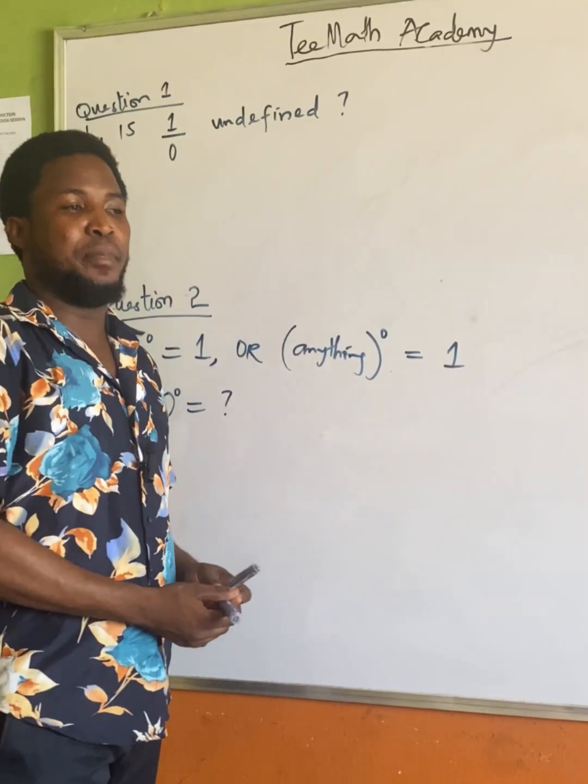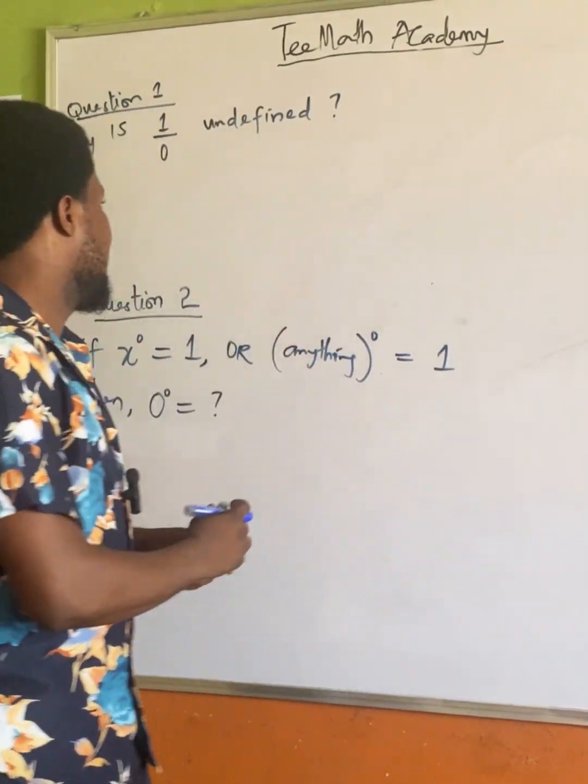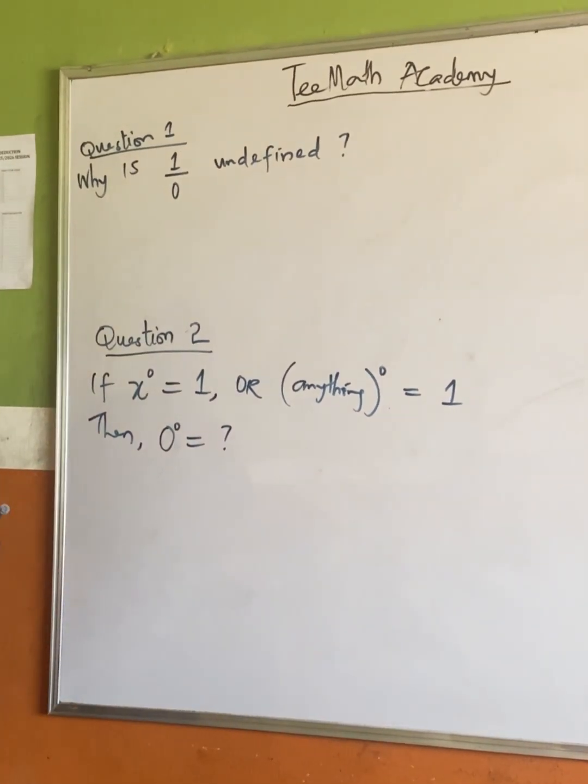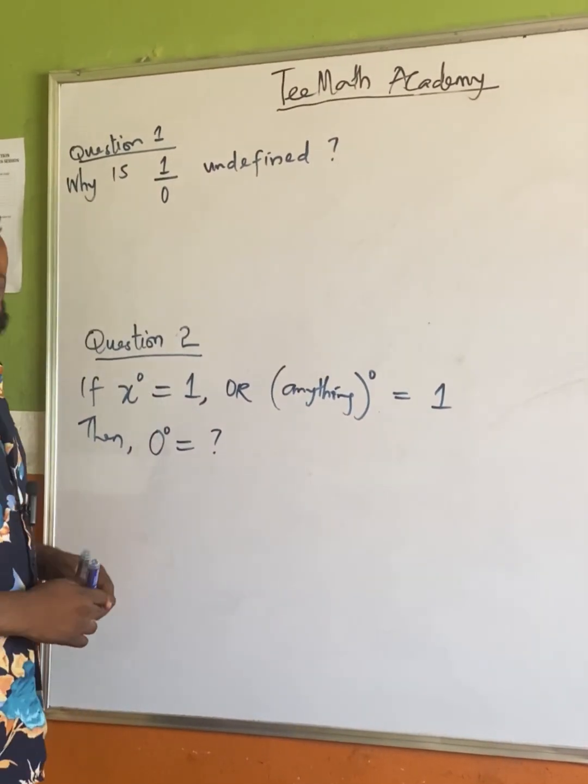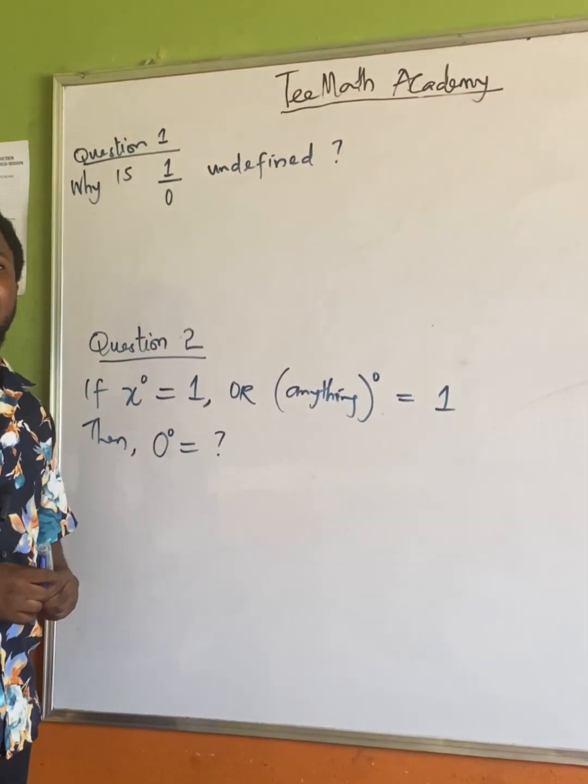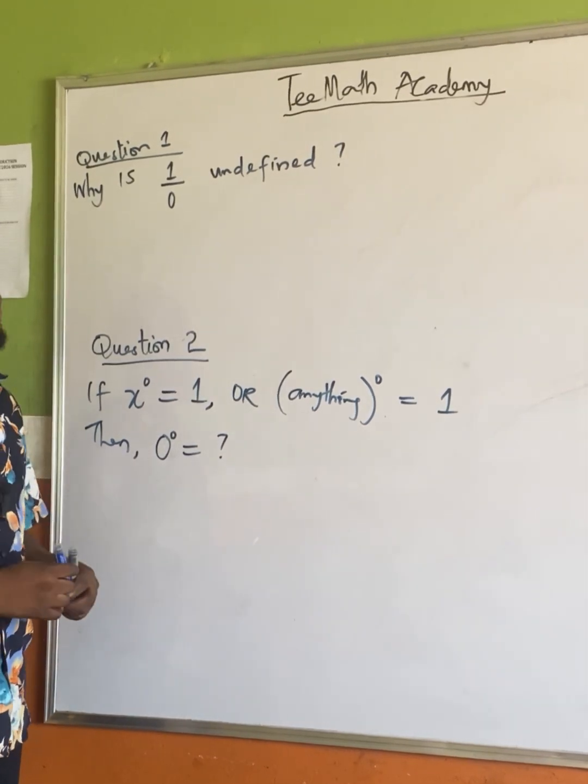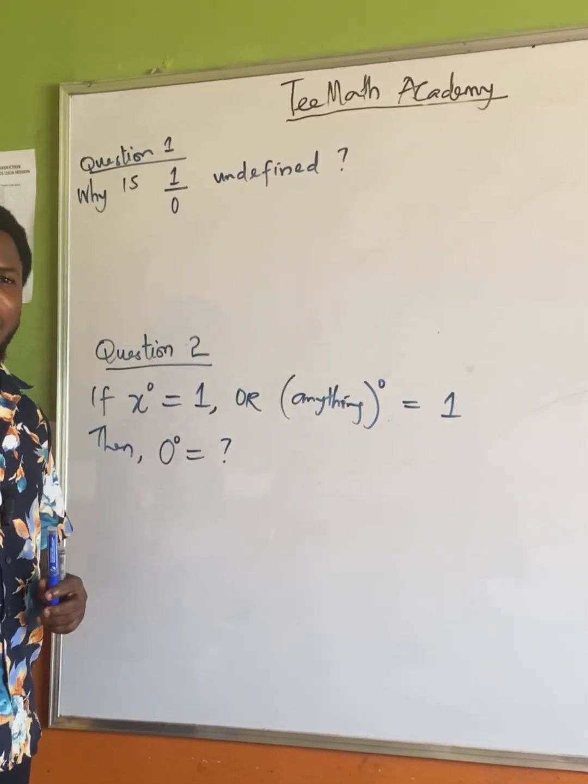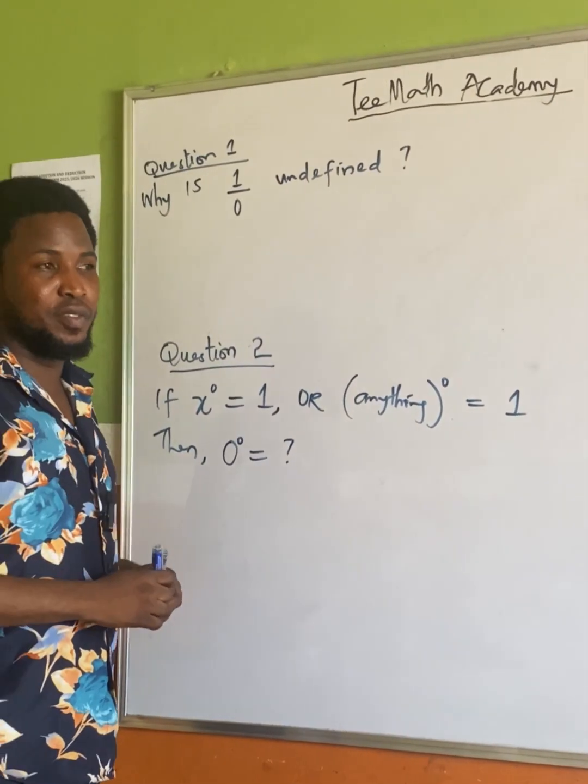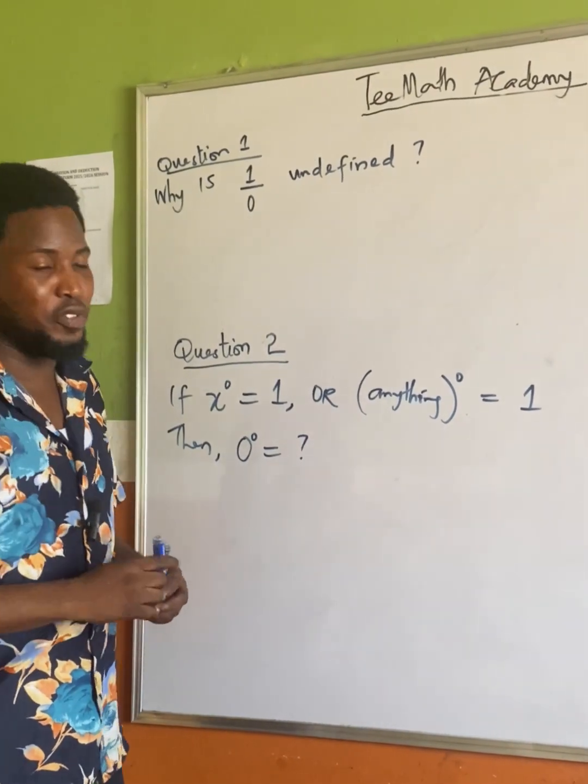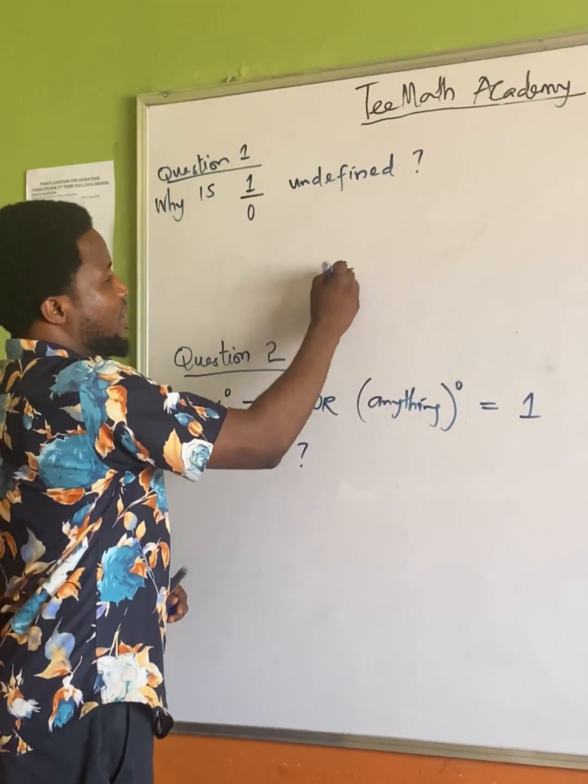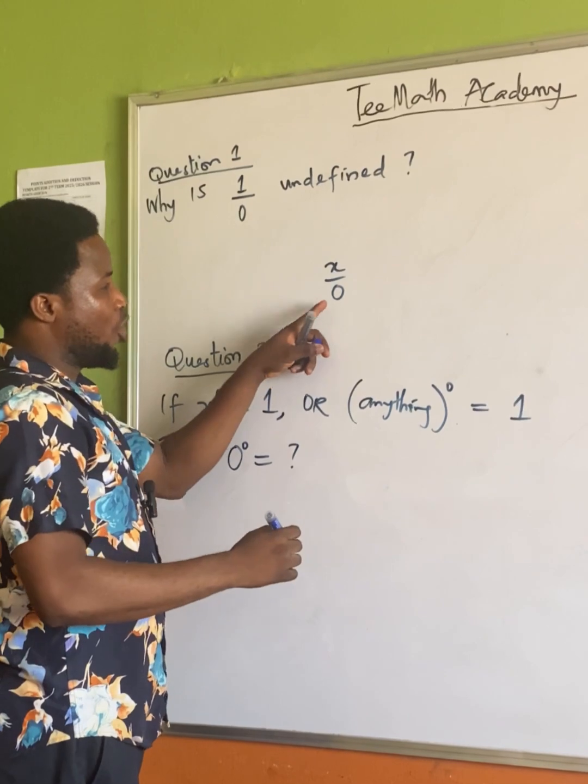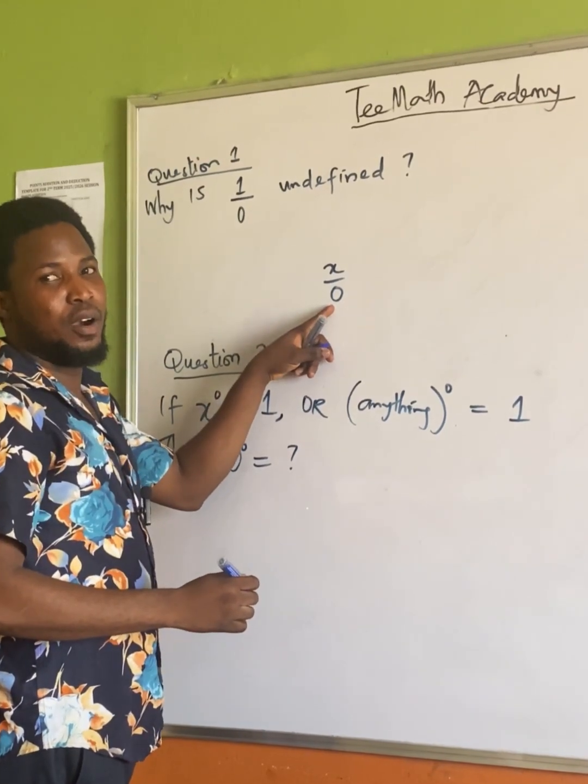Hi guys, I promise to solve these questions on the board. Why is 1 over 0 undefined? Firstly, what is an undefined fraction or value? A value is undefined whenever the denominator of that expression is 0. For example, if I have x divided by 0, we call this undefined.